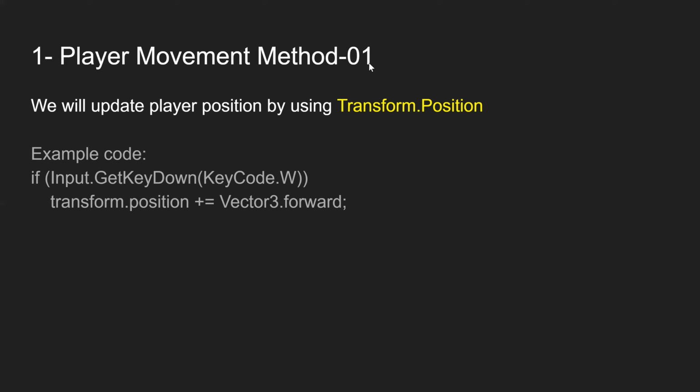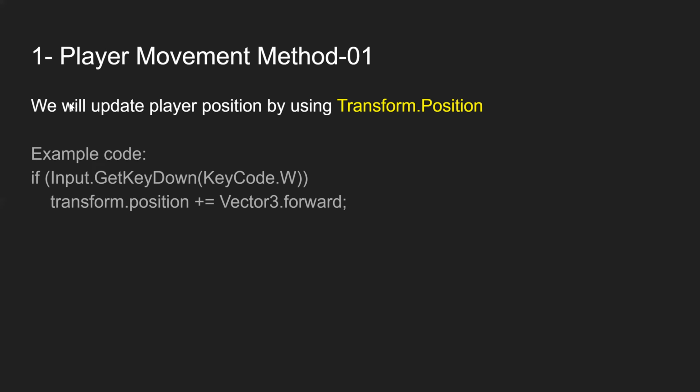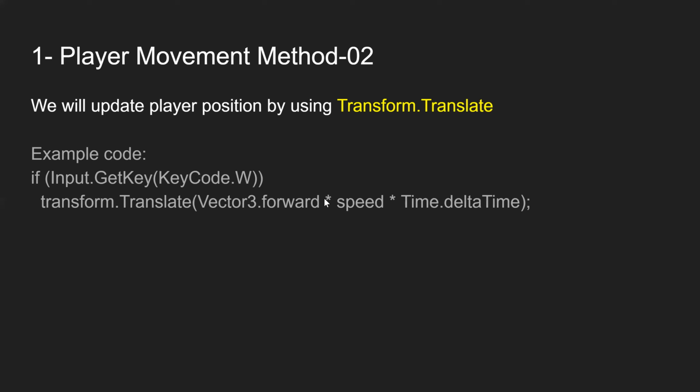You can see over here, the player movement is our first content for today's class, and this is method number 1, transform.position. By using transform.position, we can change the player movement. There is another method for the player movement, which is transform.Translate. By using this method, we can also change the position of the player.